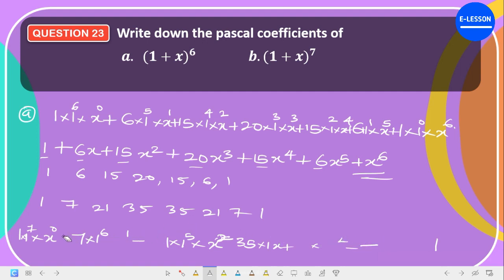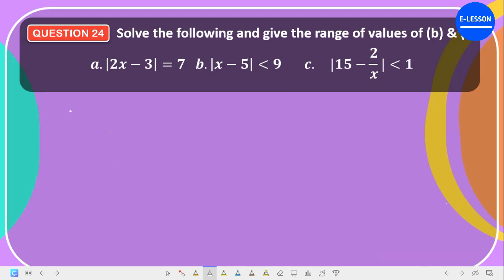Basically, you just do it and you get your answer. Are we getting it? These are the Pascal coefficients that you are asked to write. Are we getting it? If you want to try that, you can try that as well. Now, you have another question that says, solve the following and give the range of values of x.